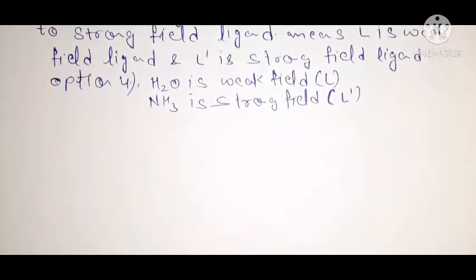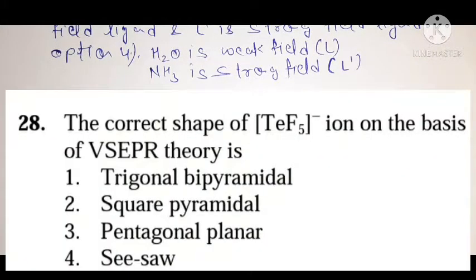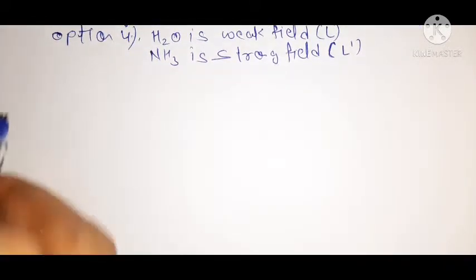So now we move towards our next question, and see, it says the correct shape of this tellurium ion on the basis of VSEPR theory is, and we have 4 options. So friends, you must find the structure of this given ion according to your concept of VSEPR theory, and this question is also coming for 2 marks. That means this question is also related to your part B. Okay, so now let's do the solution of this question.